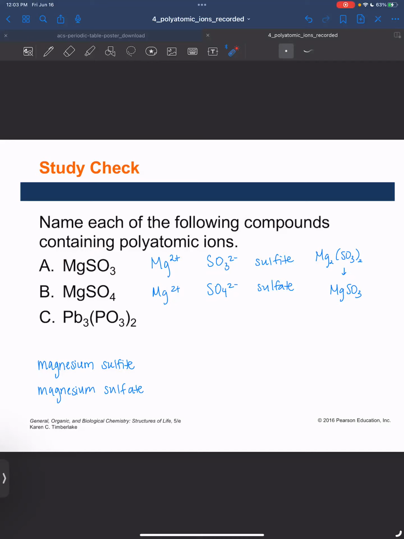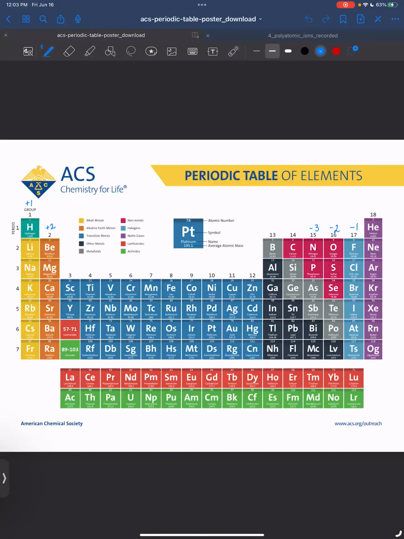All right, last example, Pb, which is lead. And lead is considered one of those elements that has variable charge. So if you look on the periodic table, it's right underneath tin. So even though technically not a transition metal, it is one of those other metals that does have variable charge.